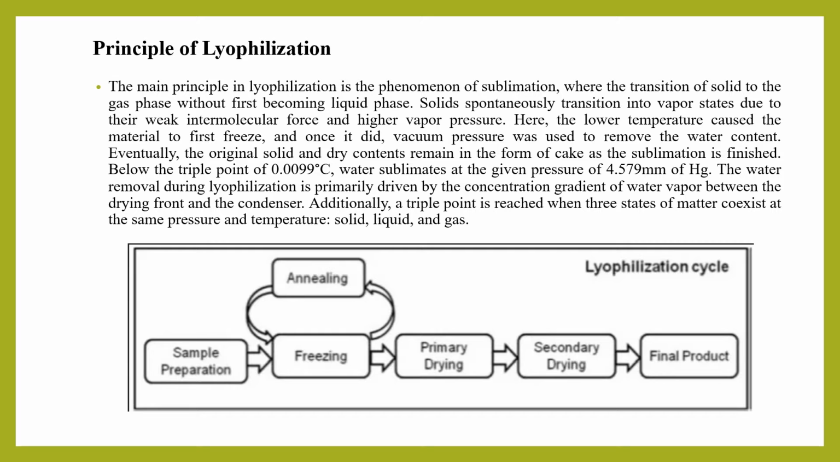It is done below the triple point of 0.0099 degrees Celsius. The water sublimates at the given pressure of 4.57 mm. The water removal during lyophilization is primarily driven by the concentration gradient of water vapor between the drying front and the condenser. This is the process: first, the sample preparation is done by freezing, then primary drying, then secondary drying, and then the final product.